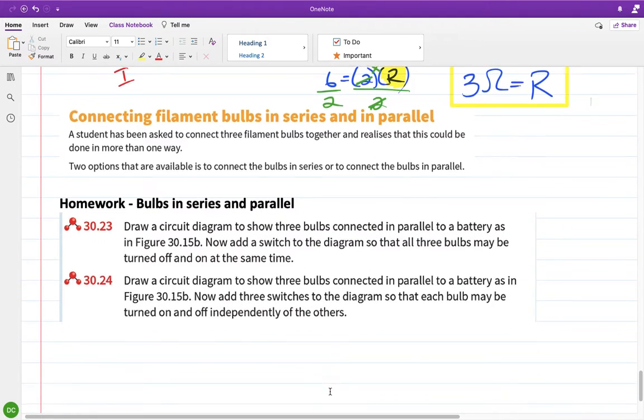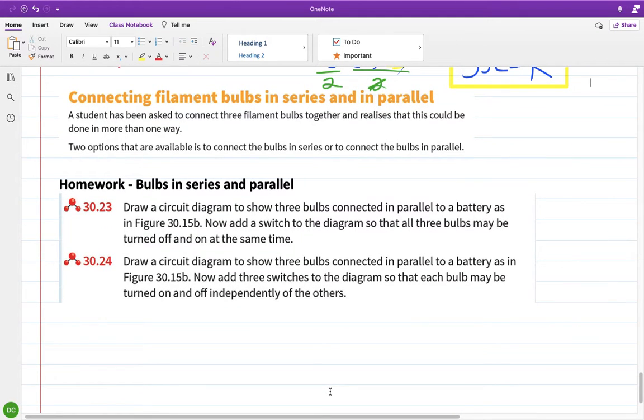Anyway, the very last thing in this chapter is connecting bulbs in series and in parallel. So this is in a circuit. When you connect bulbs up, there are different ways to connect them. You can either connect them in series or you can connect them in parallel.